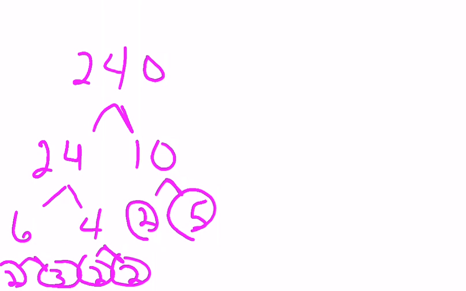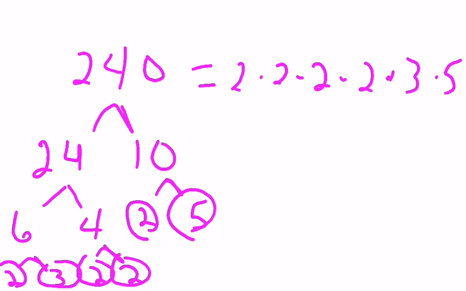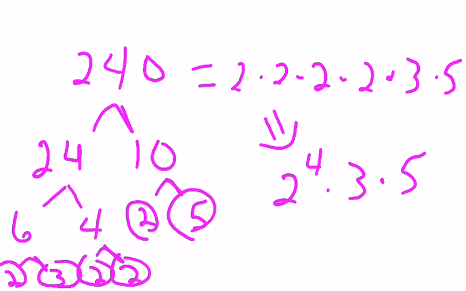So we can rewrite 240 as 2 times 2 times 2 times 2. Notice there's 4 2's there. Times 3 times 5. So that would be its prime factorization. Now sometimes they like to write this using exponents. So that could be 2 to the 4th times 3 times 5. Either way works.